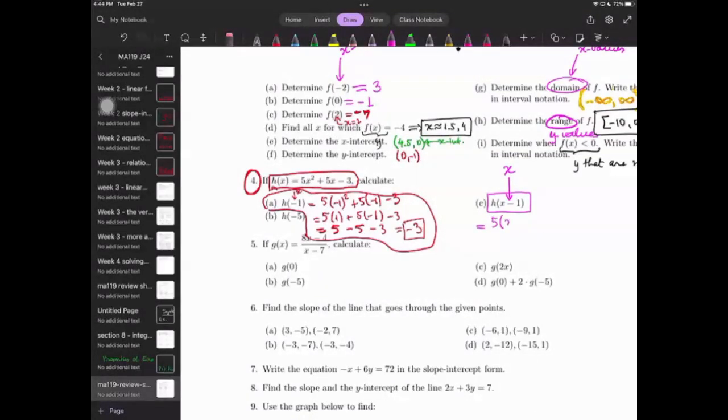So we have 5 times x minus 1 squared, plus 5 times x minus 1, and then minus 3. So you have to evaluate that. Don't forget to do the distributive property here. Here you have to do the exponent first, and the exponent means x minus 1 times x minus 1. So do that calculation first, and then you multiply by 5, okay?